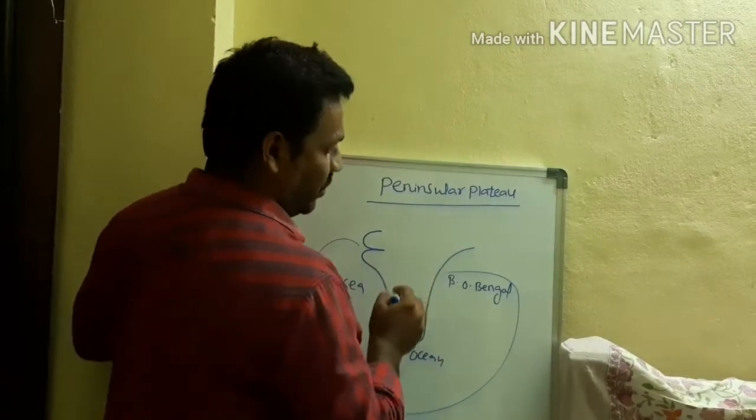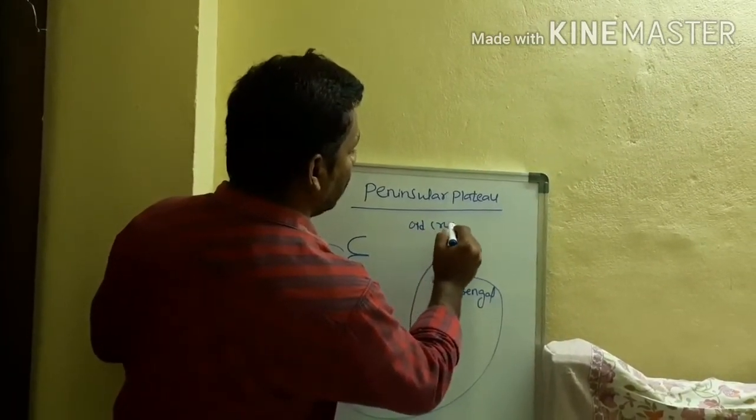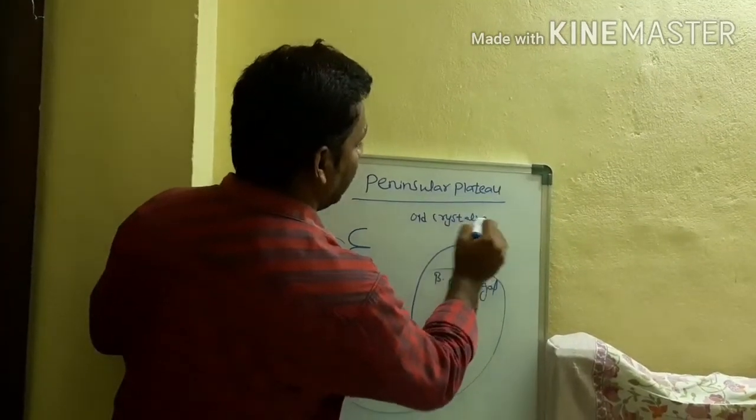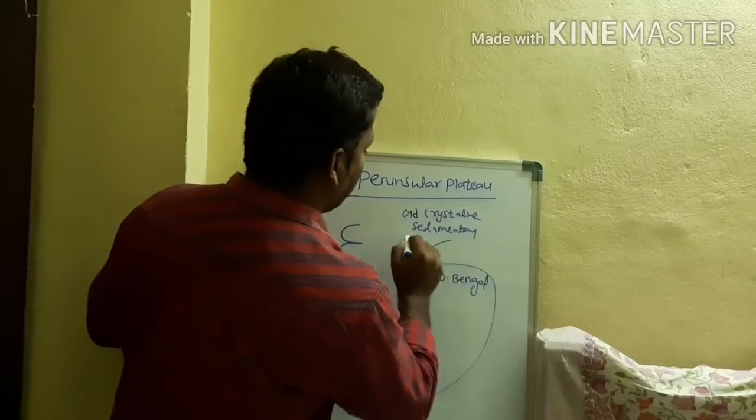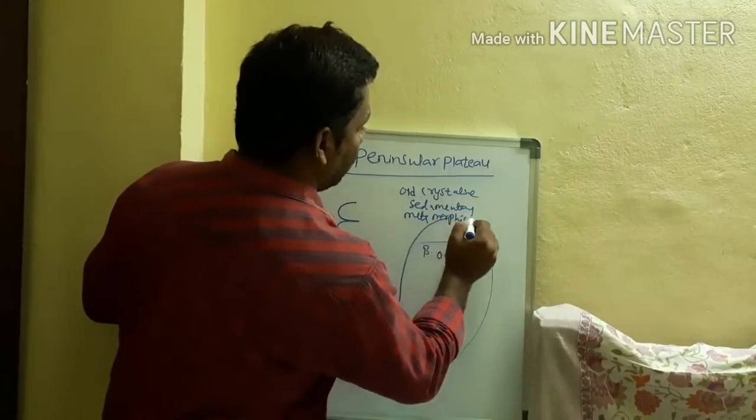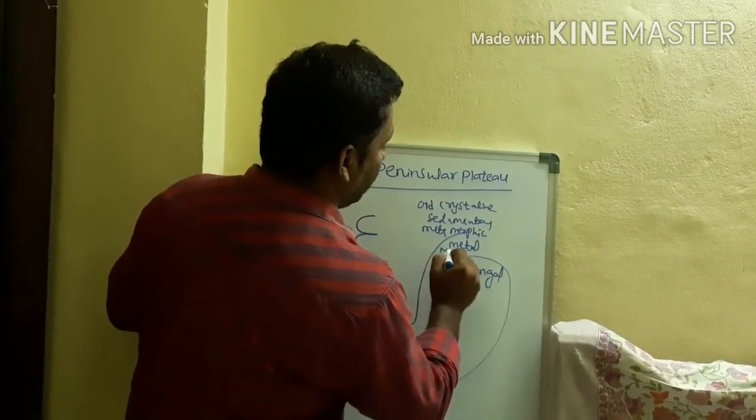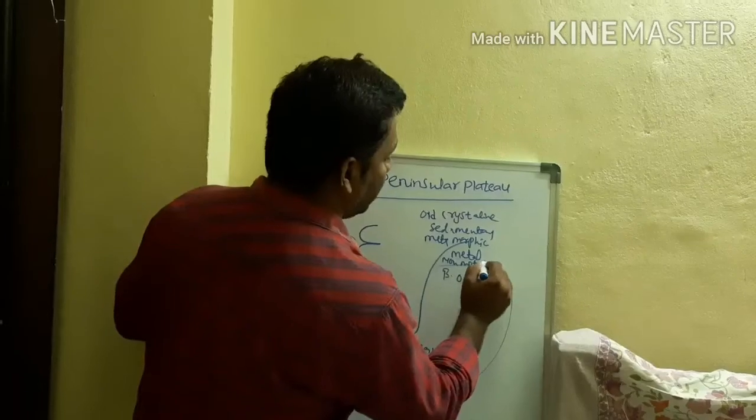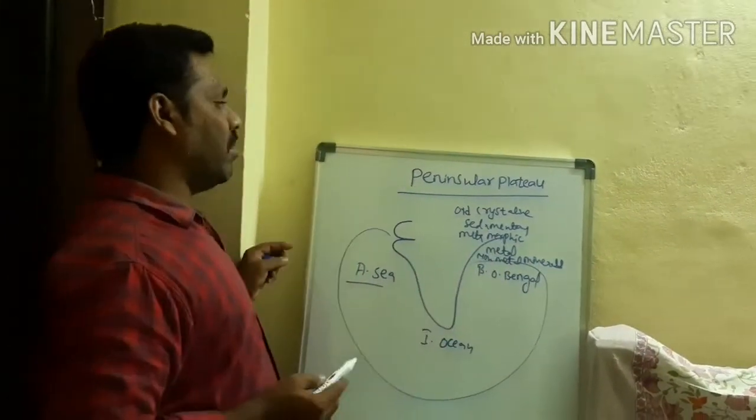The peninsular plateau has these characteristics: it is composed of old crystalline, sedimentary rocks, and metamorphic rocks, which have metal and non-metal minerals. This is the composition of the peninsular plateau of India.